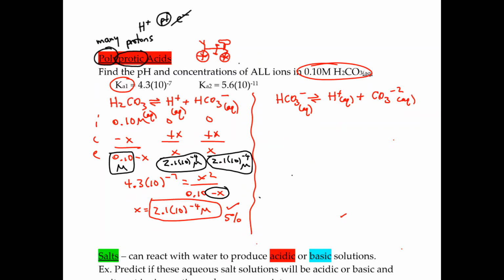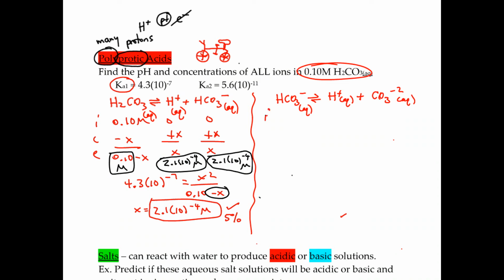All right, so now it's like we've taken all of the front tires off the bike. That's the easier tire to take off. Now we're going to go back and take all the back tires off the bike. So when we do our ice chart for the second equilibrium, we're going to start with the things that we already ended up with from the first equilibrium.